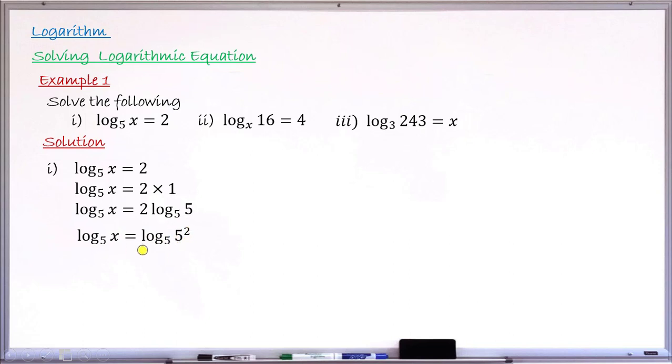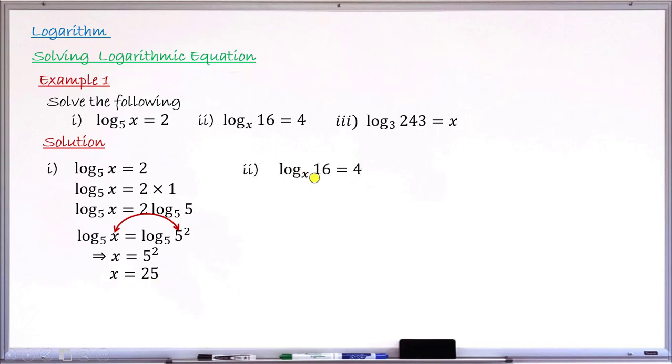If this is true, surely this number x, whatever it is, will be equal to the number in this logarithm, because the two are equal. This is the same base 5, and logarithm of x and logarithm of 5 raised to 2 are equal. So surely x must be equal to 5 raised to the power of 2. That is, the numbers must be equal. So I can now say this implies x is equal to 5 raised to the power of 2, which is nothing but 25. So the value of x is now 25. Let me quickly answer the next question.